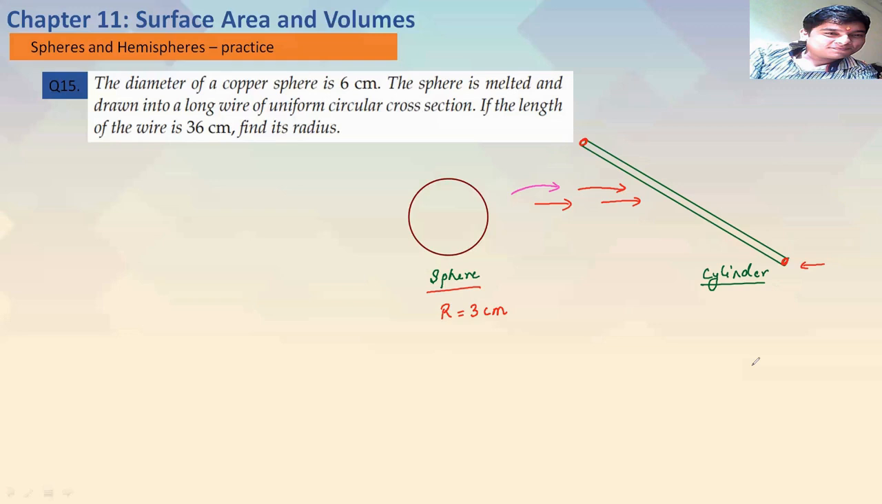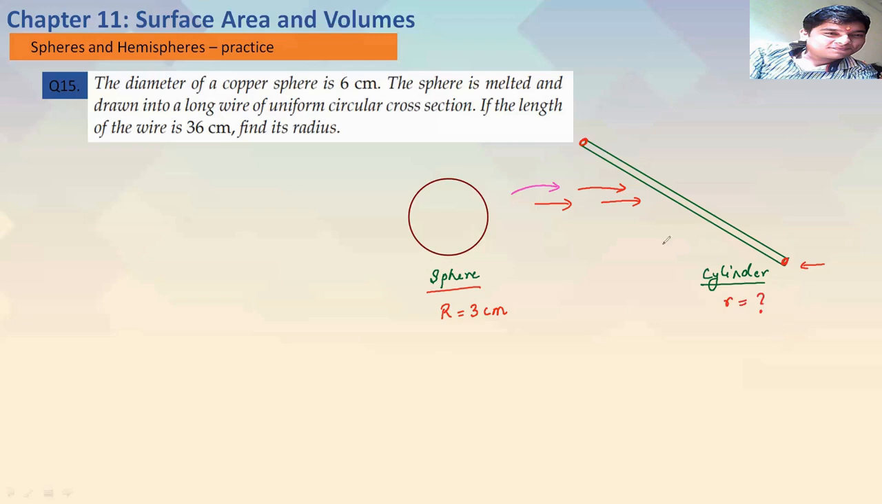Is it given in the question? Cross section. The sphere is melted and then I'm confused. What is to be found out? Read the last part. The length of the wire is 36 centimeter. Find its radius. So radius is to be found out. Okay, of the cylinder. Yes, radius is to be found out.